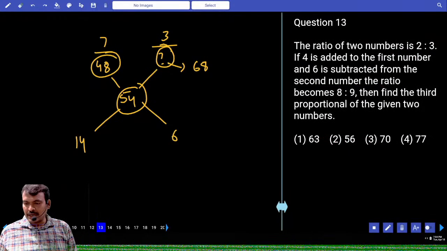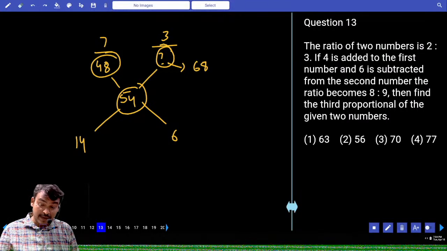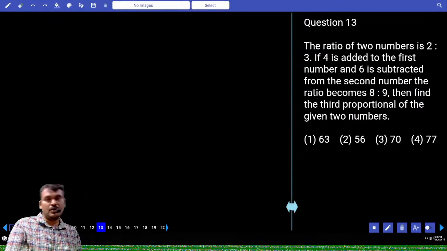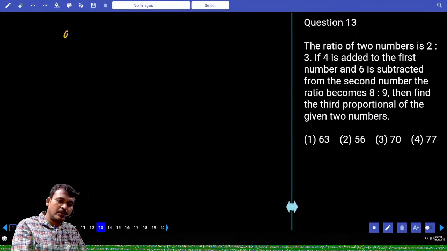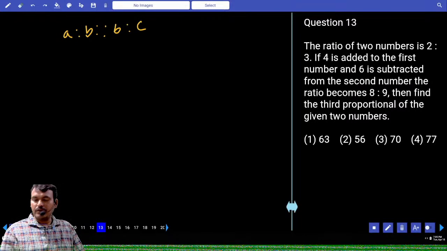Next question number 13. The ratio of the two numbers is how much? 2:3. If 4 is added to the first number and 6 is subtracted from the second number, the ratio becomes how much? 8:9. Find the third proportional of the given two numbers. Third proportional, A:B is proportion of B:C. What is the third proportion concept?